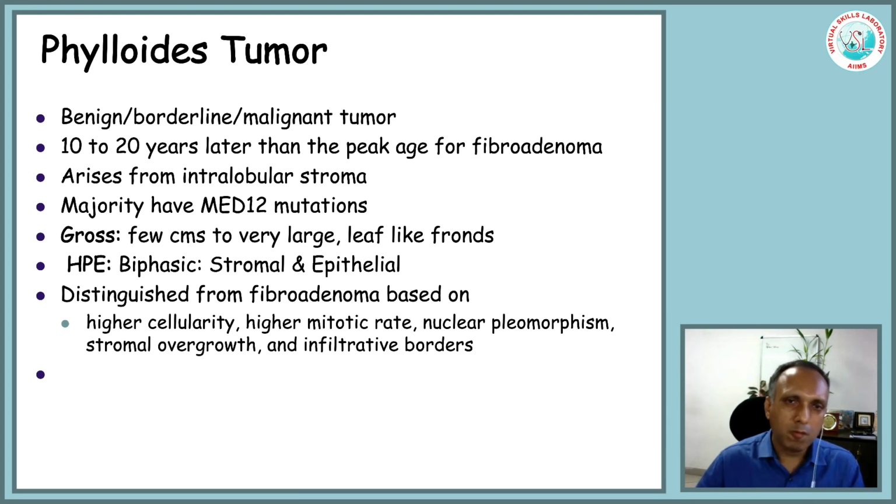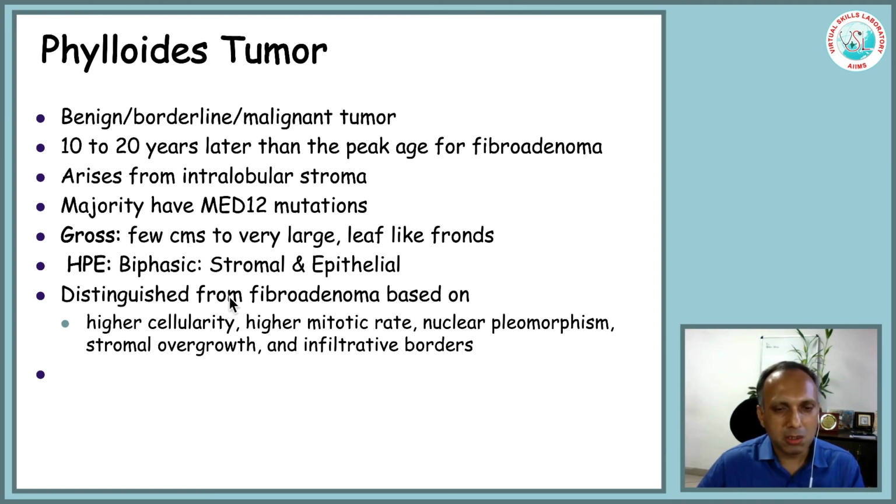Now the age group for phylloides is different from fibroadenoma. It occurs a decade or two later than the peak age for fibroadenoma. Both these tumors, phylloides as well as fibroadenoma, arise from intralobular stroma. Like fibroadenomas, the majority of these also have MED12 mutations. Grossly it may be small in size to huge size, which may distort the entire breast. Microscopically this is also a biphasic tumor with the differences which I have already highlighted.